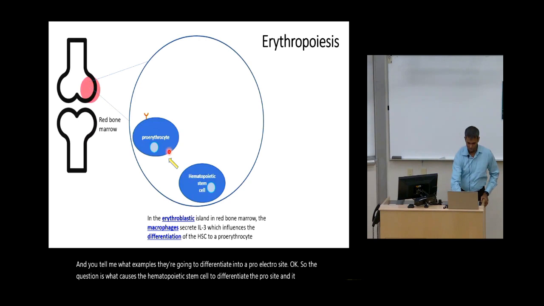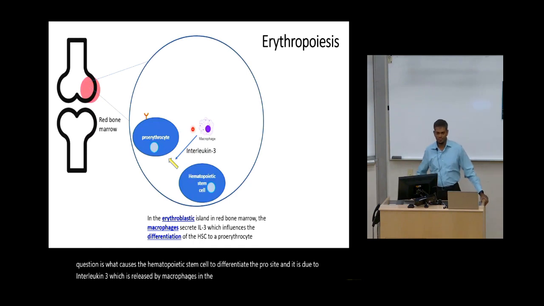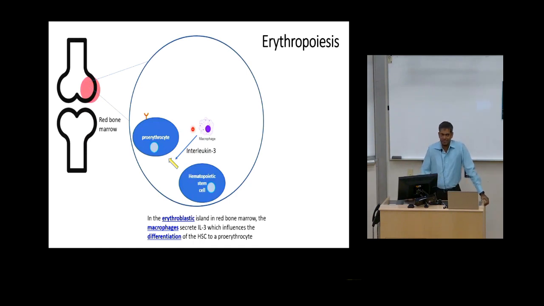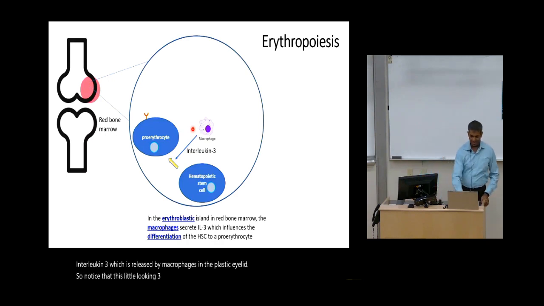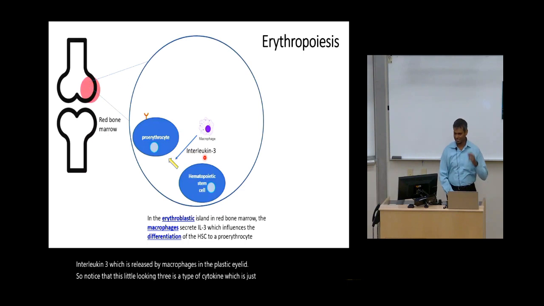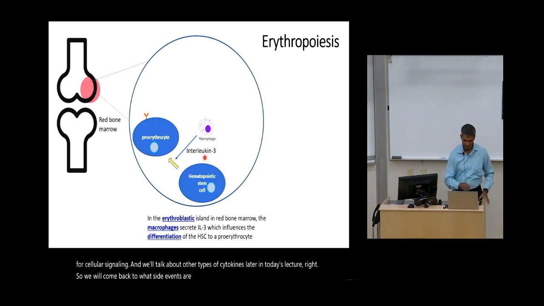And it is due to interleukin 3, which is released by macrophages in the erythroblastic island, right? So notice that this interleukin 3 is a type of cytokine which is just acting as a messenger for cellular signaling, and we'll talk about other types of cytokines later in today's lecture. So we will come back to what cytokines are later.